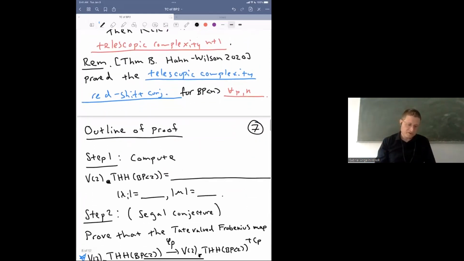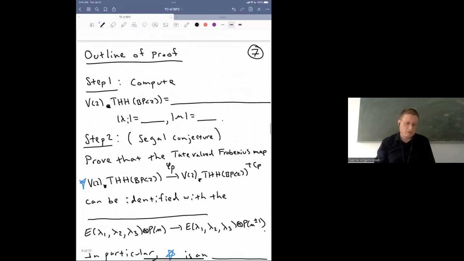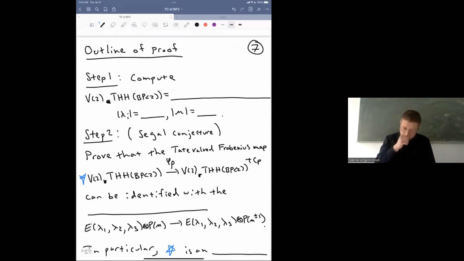So the first step is always to compute topological Hochschild homology, which we had a really nice introduction to in the previous talk. And so topological Hochschild homology has this extra structure. It has also an S1 action, and it has the cyclotomic structure map.